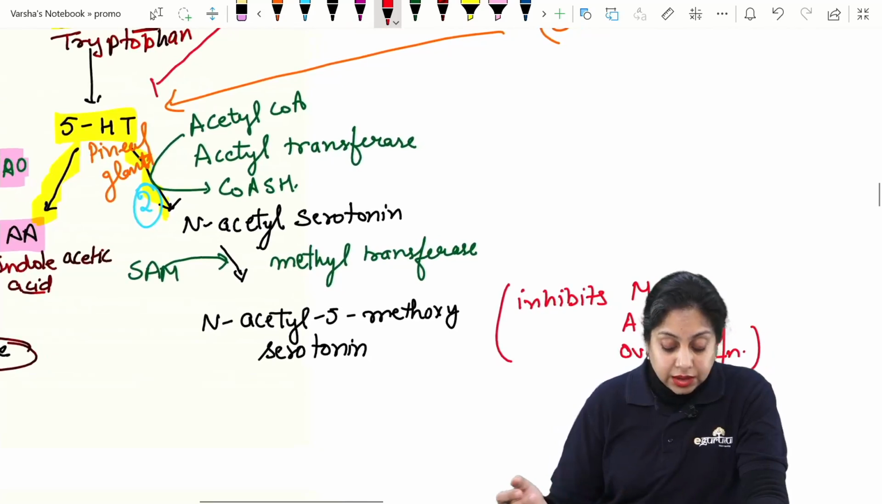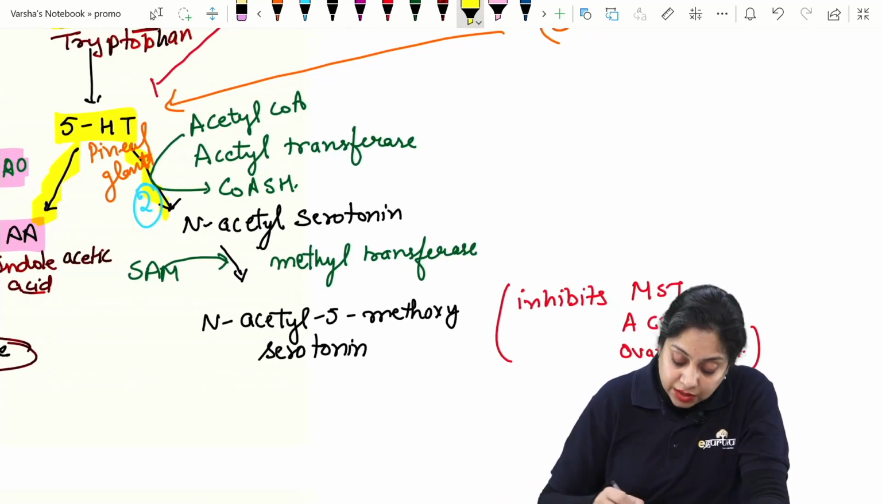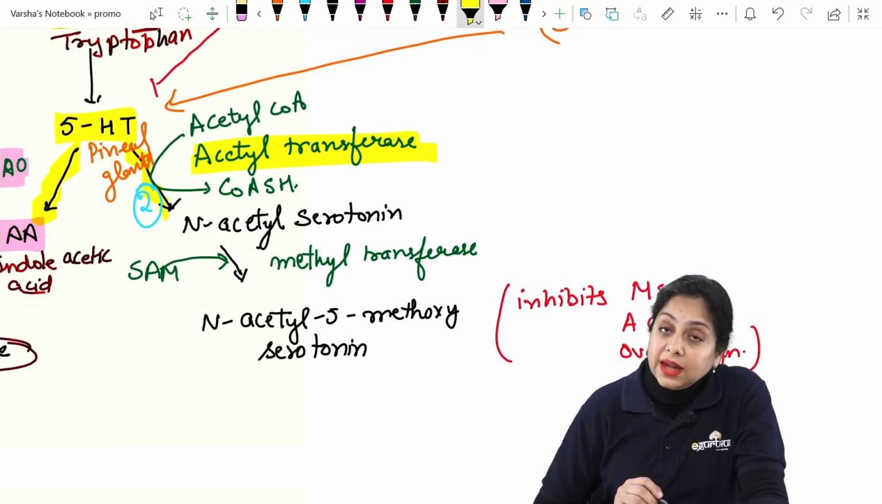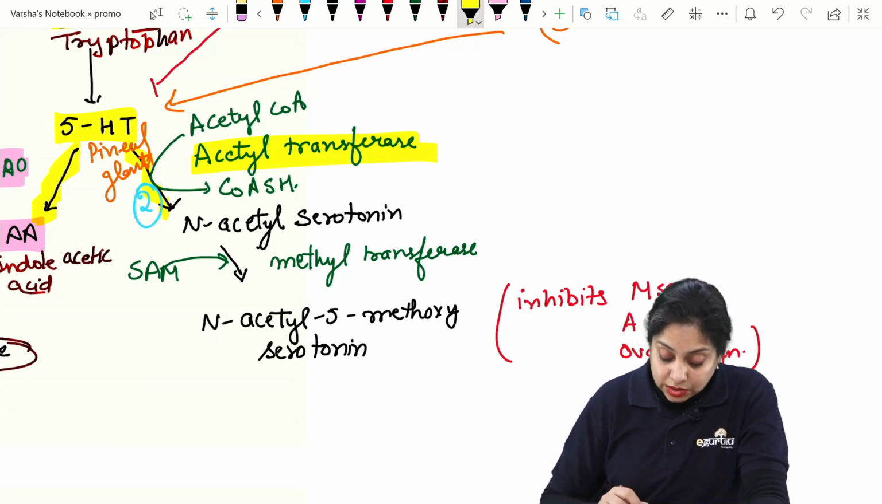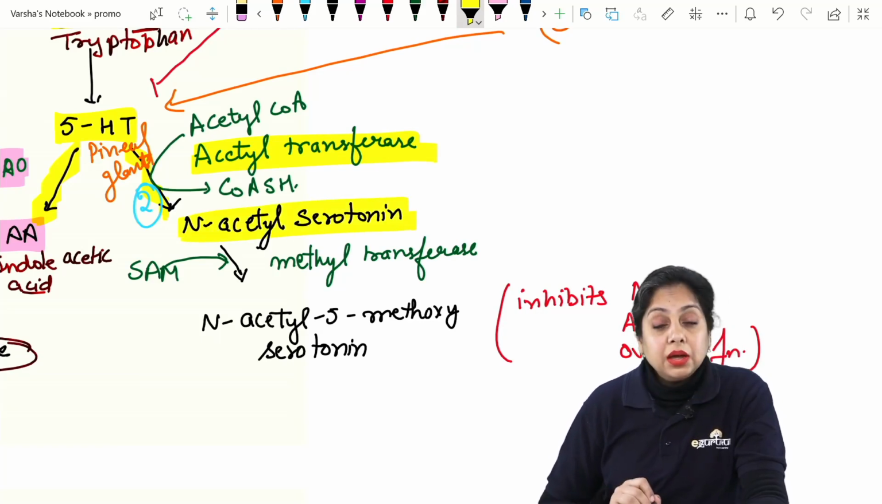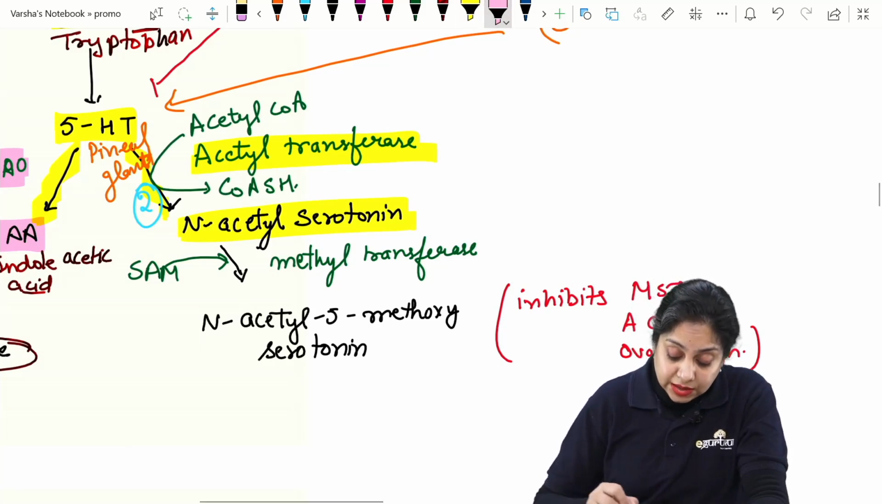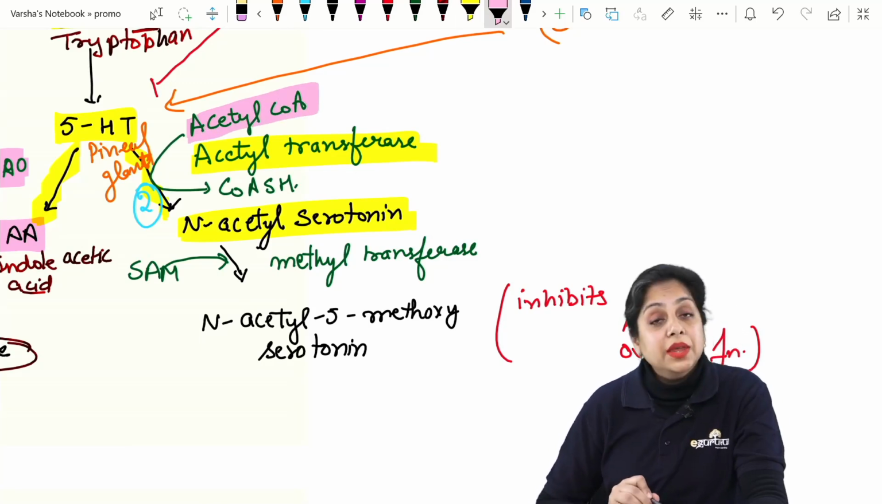Now look at another pathway. What is going on? There is this enzyme, acetyl transferase. The name indicates it is transferring the acetyl group, or we can say we are acetylating the serotonin. So it becomes N-acetyl serotonin, because acetyl transferase added the acetyl group. And from where is the acetyl group coming? The acetyl group is coming from acetyl coenzyme A.